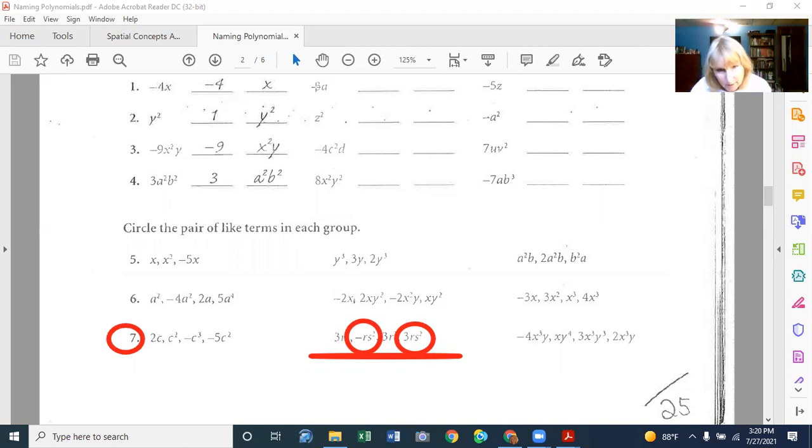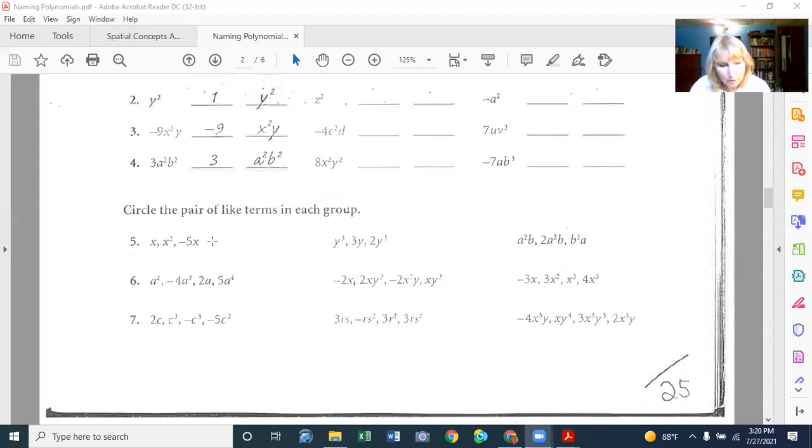Let's look at the one up here. So the first one is an a squared b. And the next one is a 2a squared b. Well, automatically, I see an a squared in both and a b in both. So those have to be the same. And the last one is a b squared a. That's different, right? That's not an a squared b. So we're going to have to look at each of those.